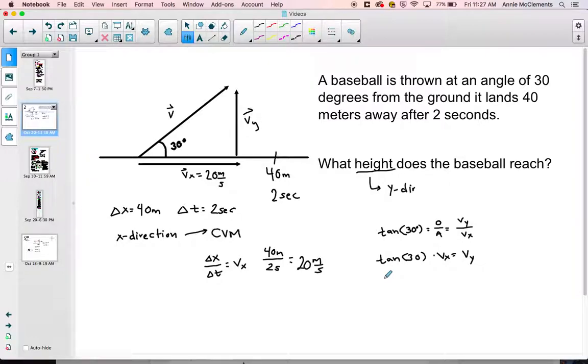Make sure your calculator is in degrees, not radians. I made that mistake the other day. Tangent of 30 times 20. That means that Vy is going to equal about 11.5 meters per second. Awesome. So we have a magnitude for Vy.